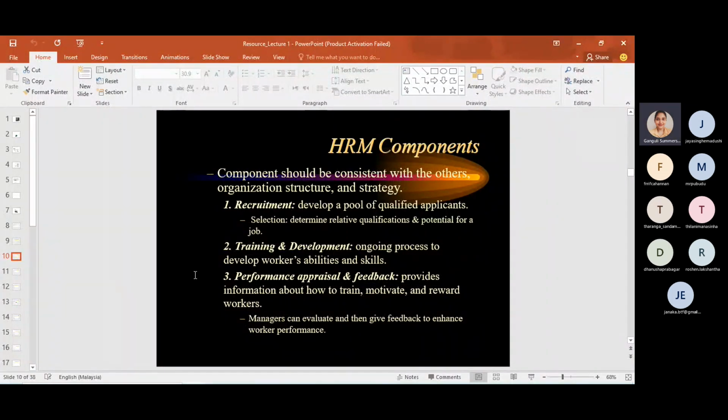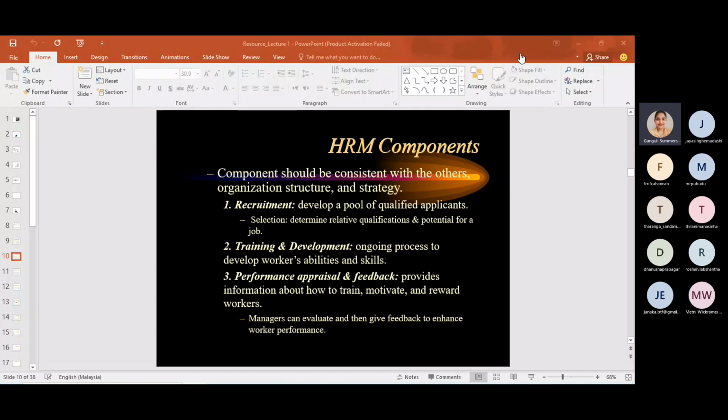And then training and development. Once you hire a certain person to your organization, you should provide them with training and development. Training is something that happens initially. It depends on the type of training, because you can provide training from time to time as well.